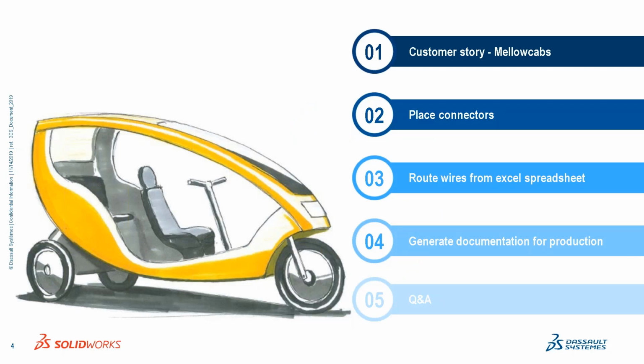These are the different sections today. First thing is I'm going to very briefly introduce you this real project from a real customer, MELLOWCABS. Then I'm going to show you how to place the connectors inside SOLIDWORKS. From the vehicle assembly, I'm going to start placing the connectors in some places, then route the wires between those connectors, and finally get the documentation for production ready, how to do it. And last but not least, questions and answers from your side. Okay, let's go for it.